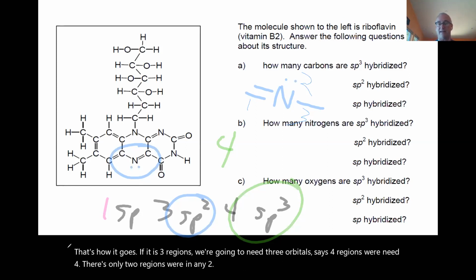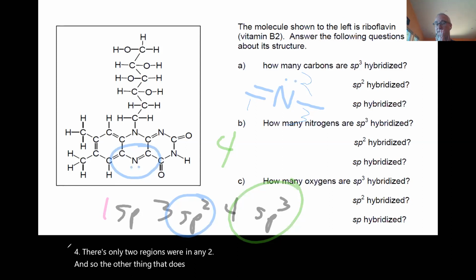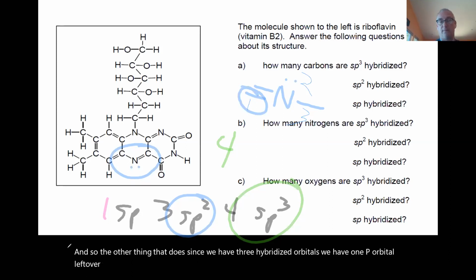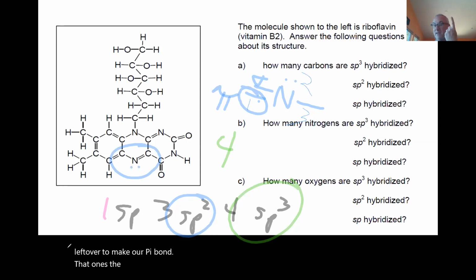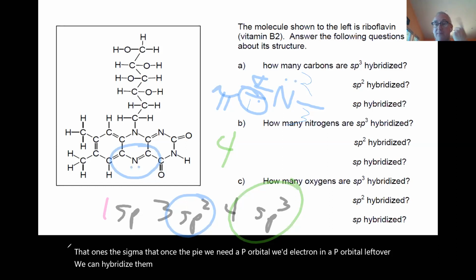And the other thing that does, since we have 3 hybridized orbitals, we have 1 p orbital left over to make our pi bond. That one's the sigma, that one's the pi. We need an electron and a p orbital left over. We can't hybridize them all. We need a p orbital left over to make the double bond, to make the pi bond.